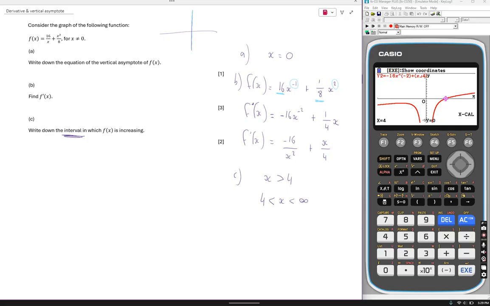marks, but you need to express it as an inequality. It's not equal to 4, by the way. That's an important factor. It's not x is greater than or equal to 4, because we know that when x is 4, the gradient is 0. That would be at a stationary point. So it can only be x is greater than 4.